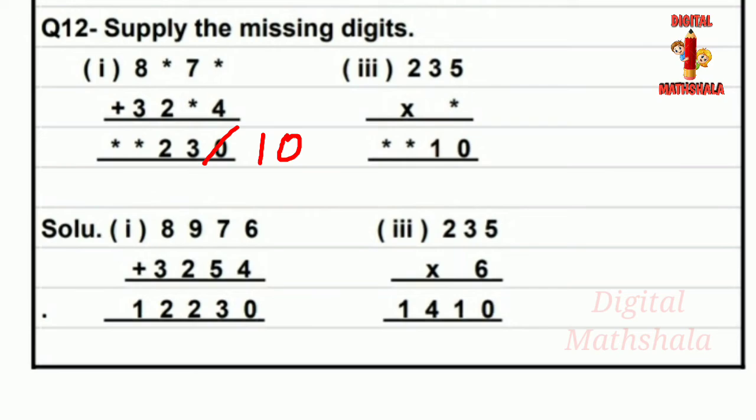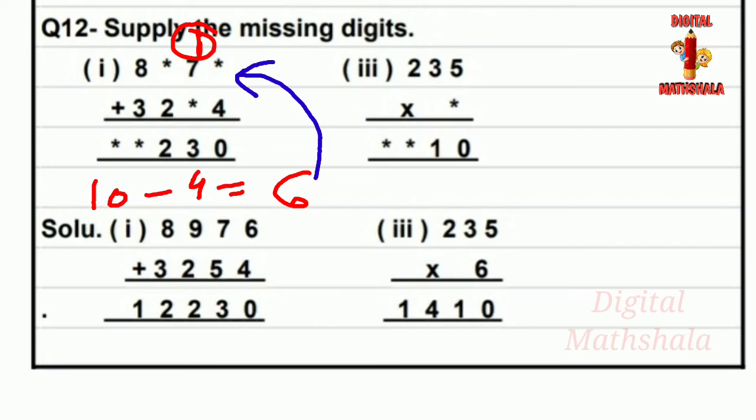Now we can easily find out: from 10 we will subtract 4, then we will get 6. It means if we add 4 to 6, the answer will come 10, and 10 has unit digit 0, that we will write here, and carry will go in the tens place. So obviously in the missing digit we will write 6. Now we will move to the tens place.